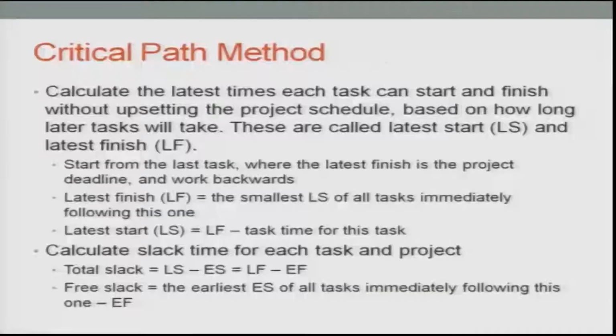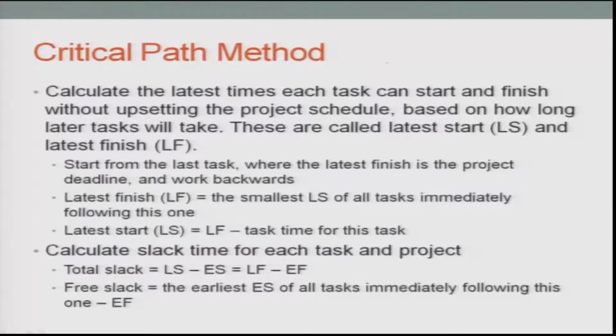Calculate the latest time each task can start and finish without upsetting the project, based on how long later tasks will take. These are called the latest start and the latest finish, which I mentioned a few minutes back. Start from the last task, on the right, where the latest finish is the project deadline, and work backwards till you reach the source, which is job 1 or the point where you started.